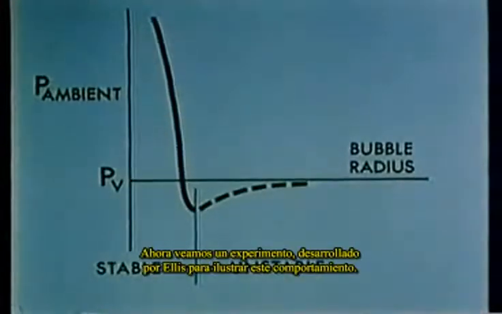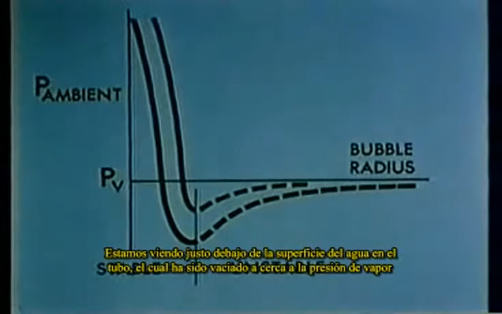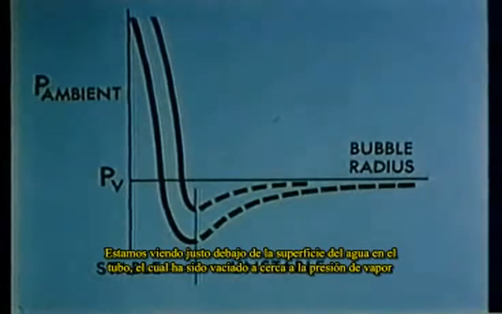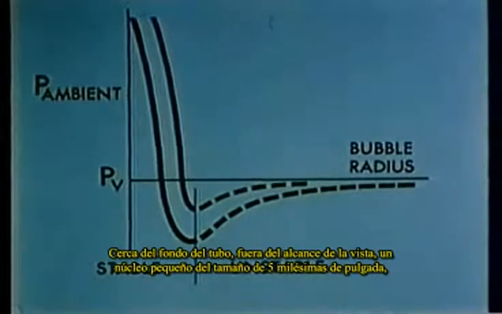Now let's look at an experiment performed by Ellis to illustrate this behavior. We are looking just below the water surface in a tube which has been evacuated to near vapor pressure. Near the bottom of the tube, out of sight, small nuclei of the order of 5/1000ths of an inch are formed by evolving hydrogen from one platinum wire and oxygen from a second wire by means of an electrical impulse generator. The bubbles are unequal in size, the hydrogen bubble being the larger. As they rise toward the free surface into regions of lower hydrostatic pressure, the larger hydrogen bubble reaches critical size and grows explosively, while the other does not.